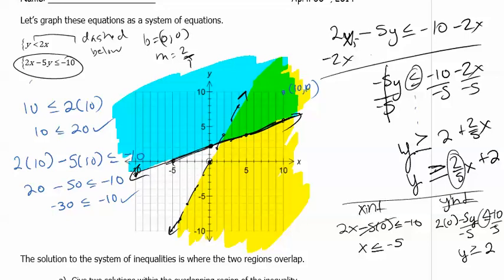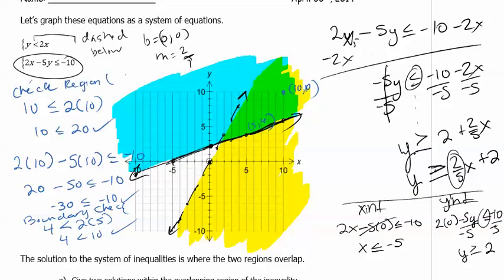I could also test a boundary point if I needed to. I could test the point 5, 4. So 4 is less than 2 times 5, 4 is less than 10. That's true. So this is my boundary check, and up here is just a region check. Always list the point that you're testing so people know what it is if you don't put it on the graph. Here I put it on my graph, so I'm still okay.